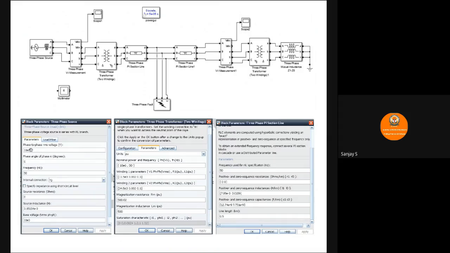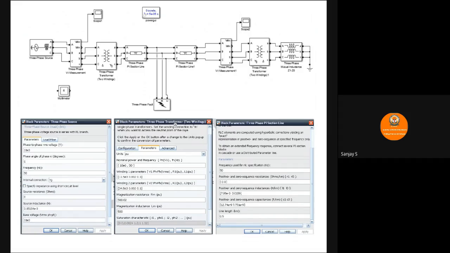Here first you enter the phase-to-phase RMS voltage, which is 11 kV as per the given data, frequency 50 Hz, internal connection star grounded, and source inductance 3.8514 into 10 power minus 3. Reactance is given, so you have to convert it into inductance. XL is 2 pi FL, so L will be equal to XL by 2 pi F. Using that, you will get the source inductance. Then the base voltage is to be considered as 11 kV as per the given data. So this finishes the modeling of the three-phase source.